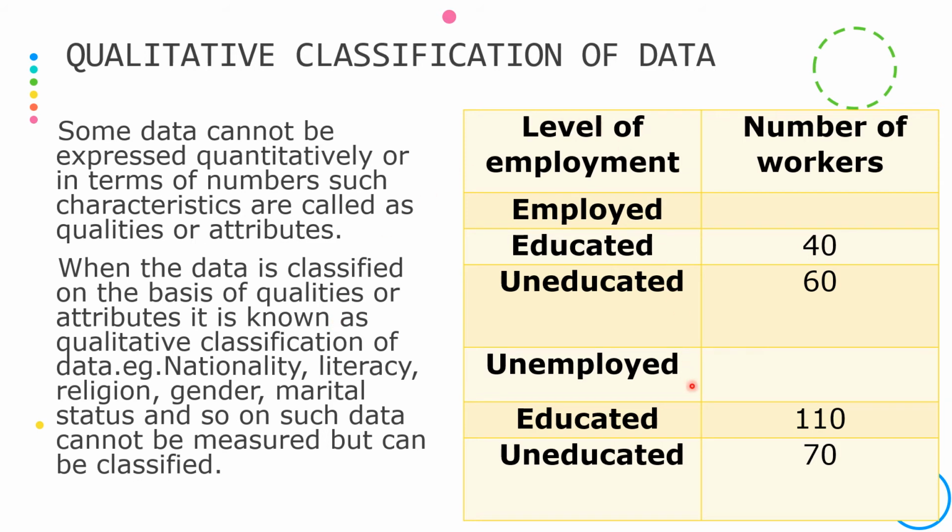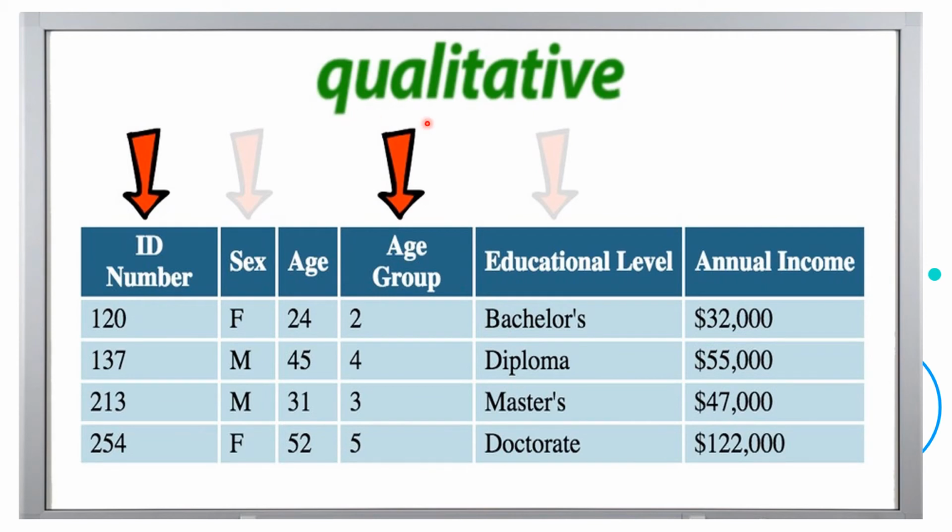Here we have an example in the first column where employed can be classified further into educated and uneducated. Unemployed also can be classified as educated and uneducated. Further on, we can classify educated as being male, female, uneducated, male, female, and so on. Afterwards, we can express it in terms of numbers. How many people are educated, unemployed? How many people are uneducated and employed? And so on.